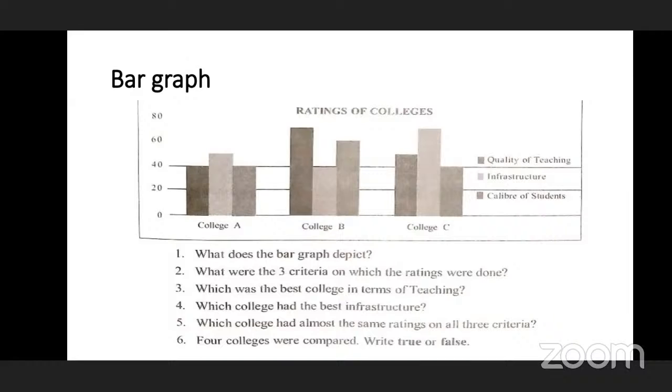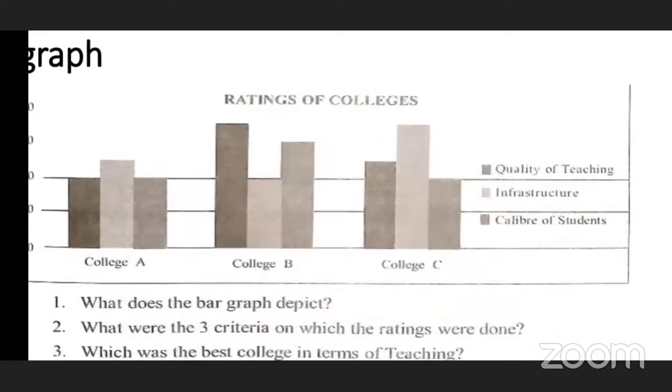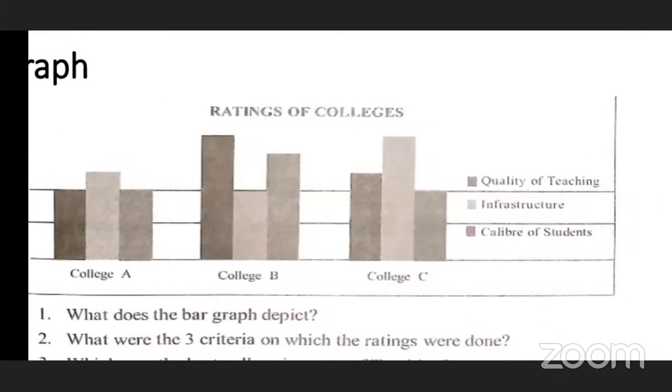So we'll be understanding. Let us understand the picture first. College A has 40, 50, 40. So here you need to understand something. The thickest color pole talks about quality of teaching, and the next color, lighter compared to the thickest one, talks about caliber of students, and the completely lightest pole talks about infrastructure in the college.